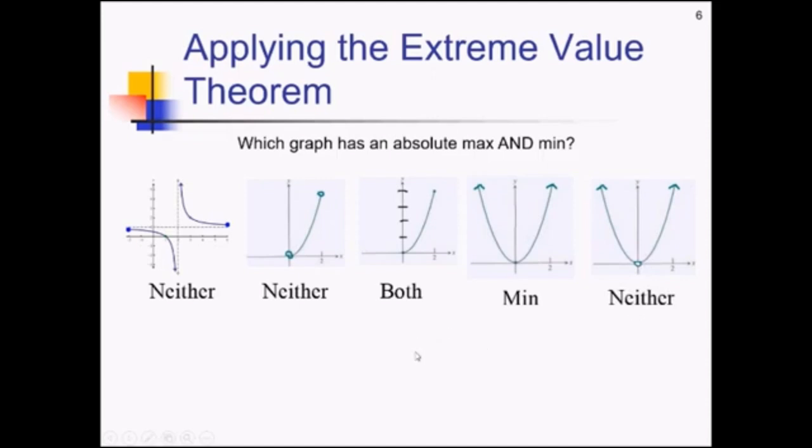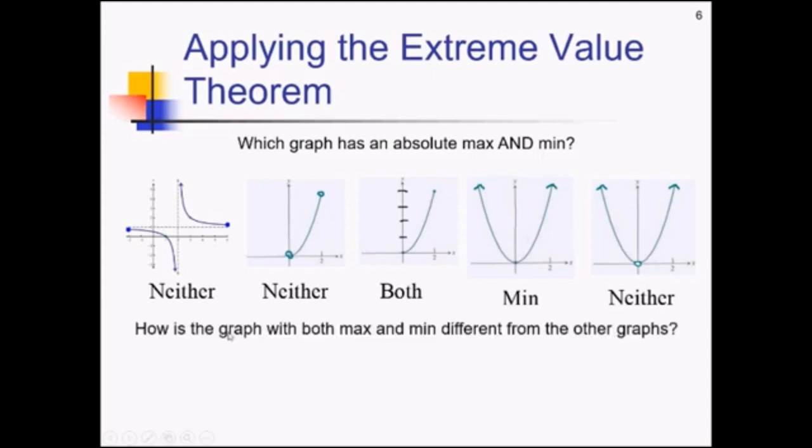So the next question is, we've seen some of these graphs have absolute mins and maxes, or one, or neither. How is the graph with both the max and min, this graph right here, different from the other graphs? Think about this for a moment. So one big difference is that there's no discontinuities like this vertical asymptote messing things up. Another big difference is that it stops at the endpoints.